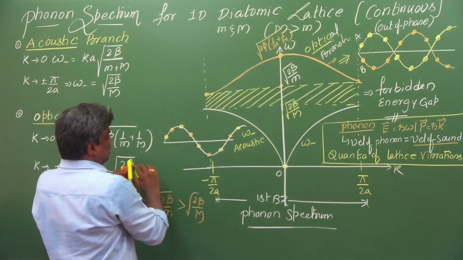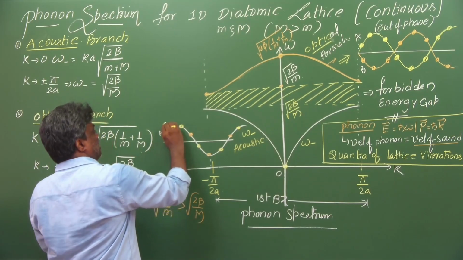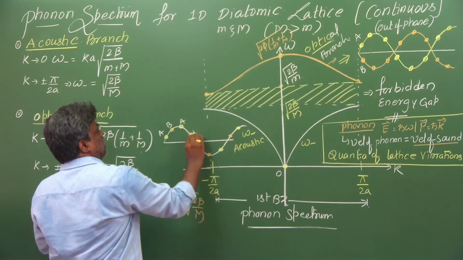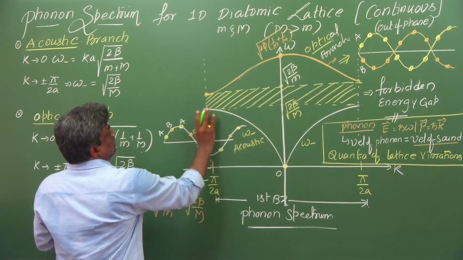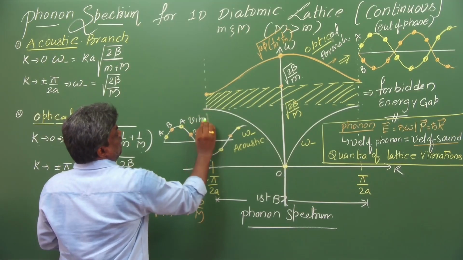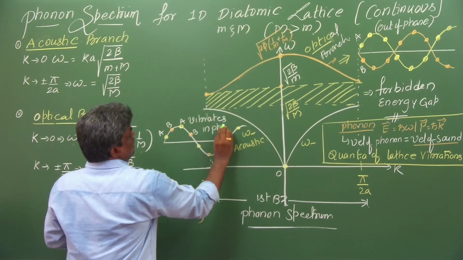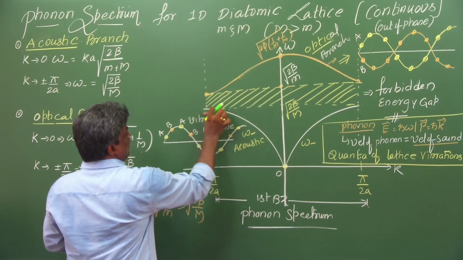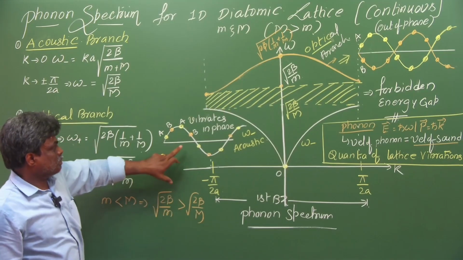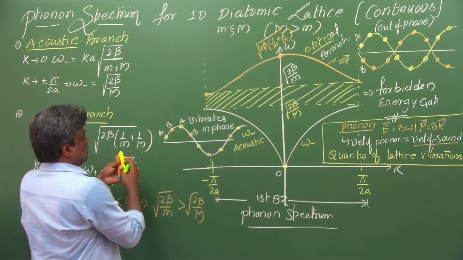That's why here this is A and this is B, and A, B, something like this. So here it vibrates in phase. Please draw the diagram properly. I am not explaining this, only this one. There is a small derivation.